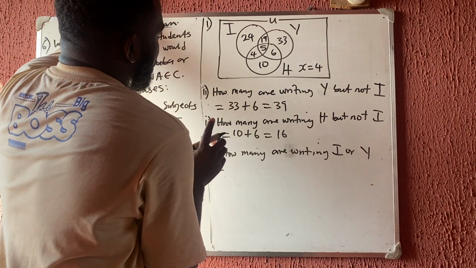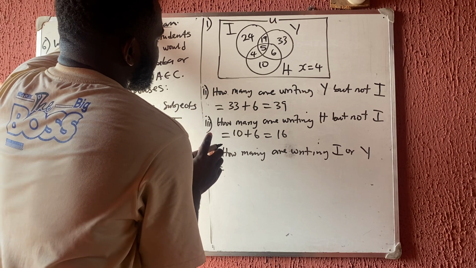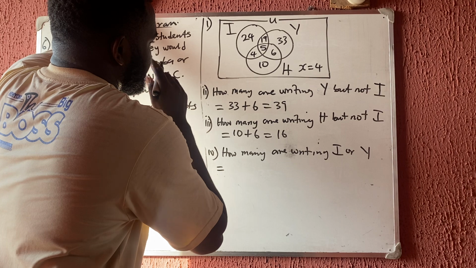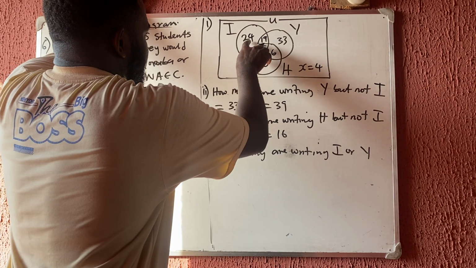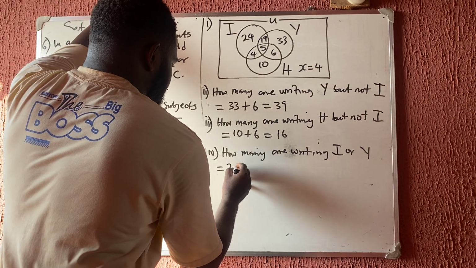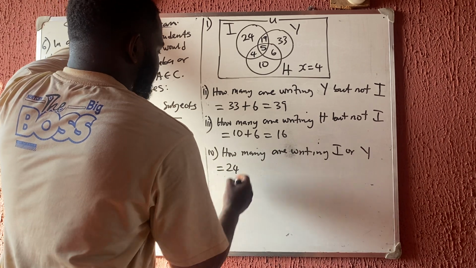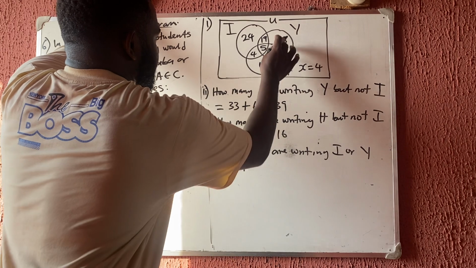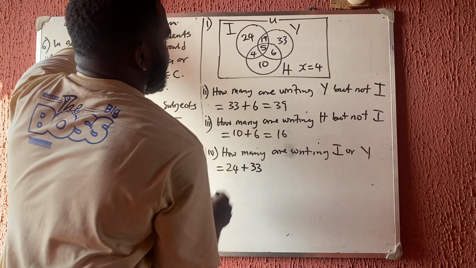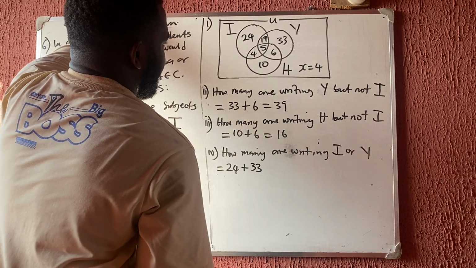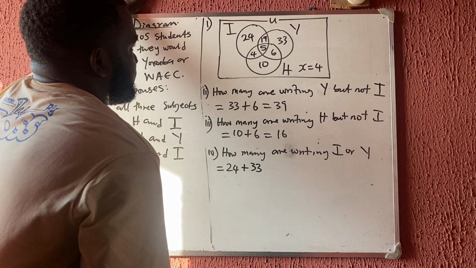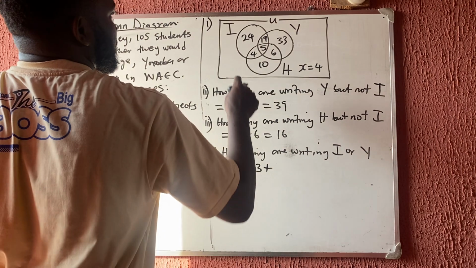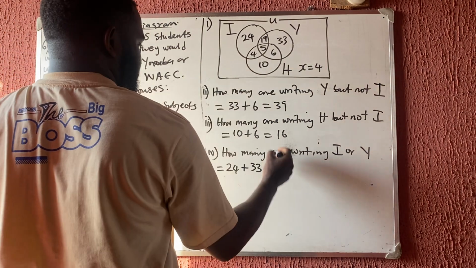Now look at Igbo or Yoruba. Igbo or Yoruba are people that wrote only Igbo, 24, plus people that wrote only Yoruba, 33, plus people that wrote both Igbo and Yoruba, which is 19.